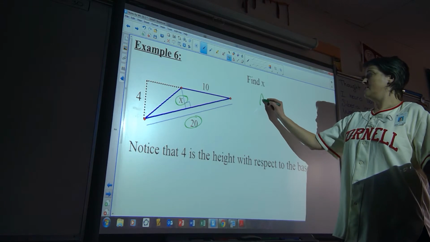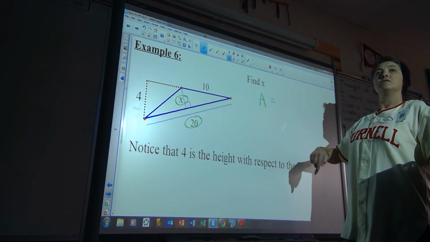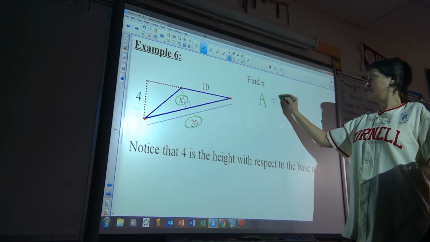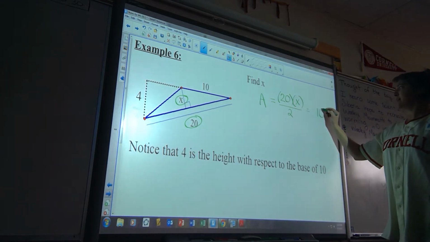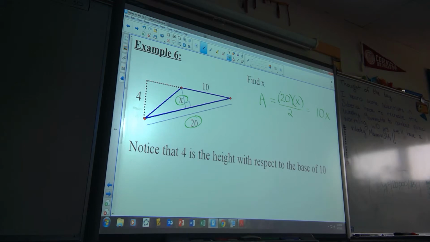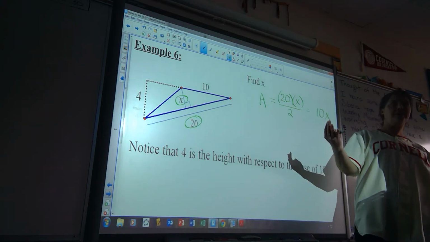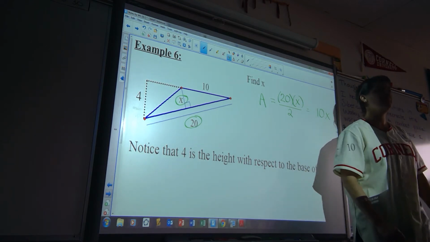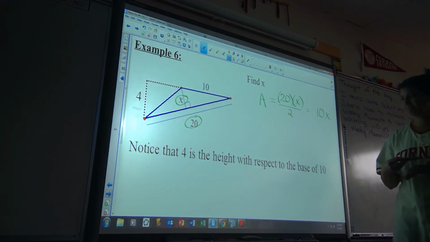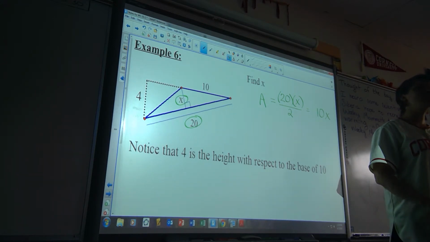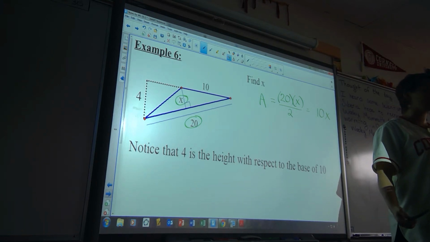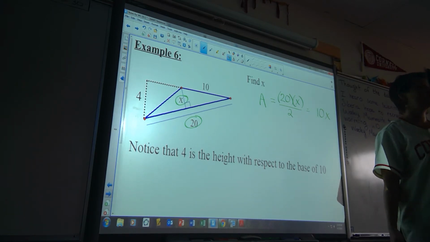So could we set up a formula for area with those? Okay, so area is 20 times x divided by 2. So area is 10x. Cool. Area is 10x, but I'm supposed to find x. So what about the 10? Can I use some other information in this picture to actually get more detail?